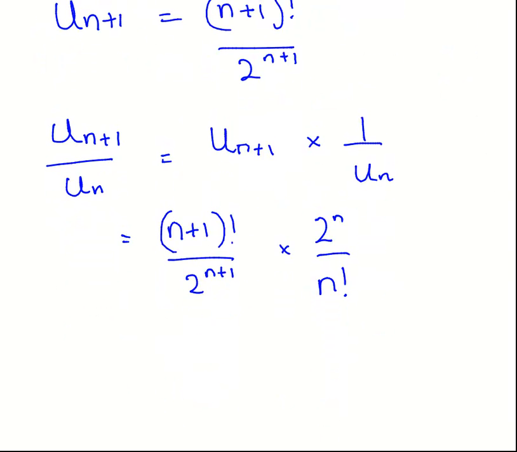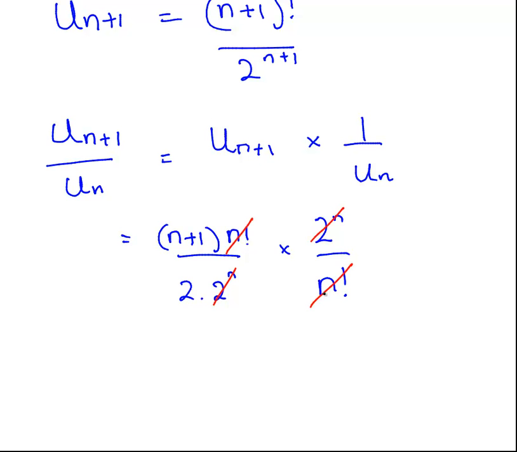Now we're going to use cancellation. I'm going to re-express this part here in terms of what we learned from the first example. So I'm just going to rewrite that part. That is n plus 1 times n factorial over 2 times 2 to the n. Okay, so 2 to the n cancels out with 2 to the n, and n factorial cancels out with n factorial.